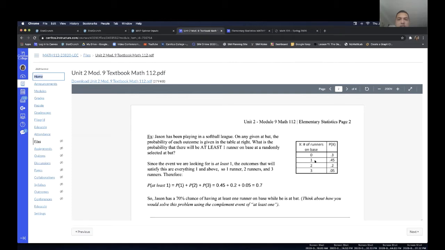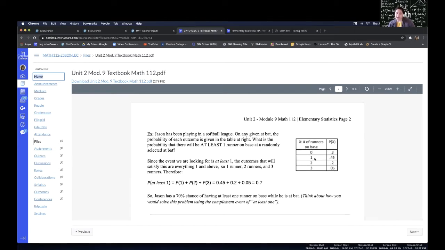Runners on base. So the mode, Alexandria was on it. She had the 0.45, but the mode is 1, right? Because that's what we're looking at. 1, and most of the time when Jason comes up to bat, there's 1 runner on base. Do you see what you did, Alexandria? Yeah, very good though. I mean, you're looking in the right place, just got to look at the right thing.